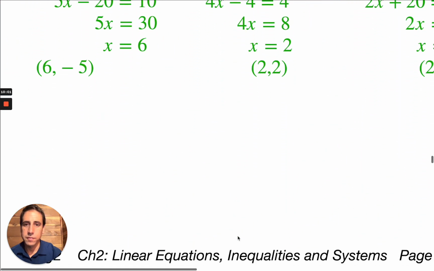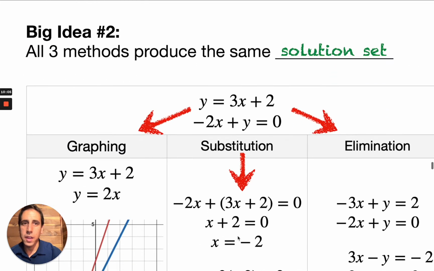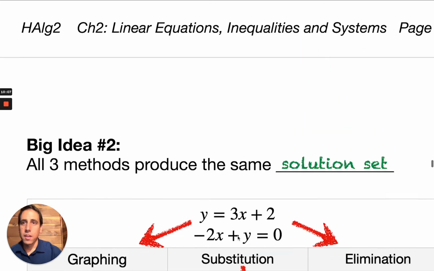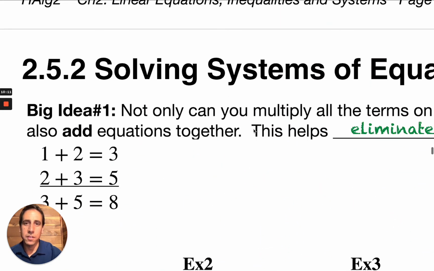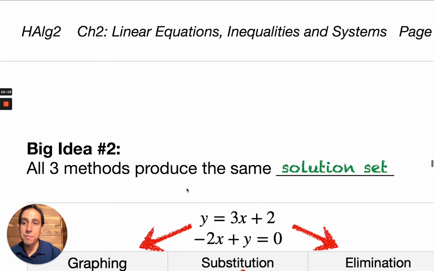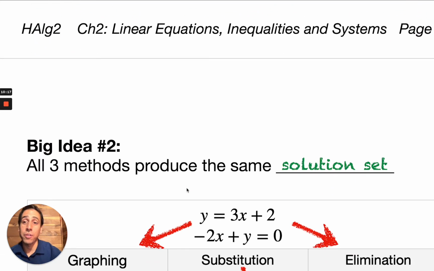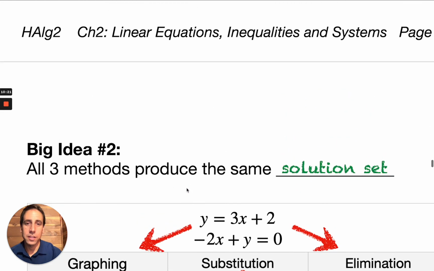All right. Let's see. Here's big idea number 2. Big idea number 1 was that you can multiply all the terms on both sides to add equations, and this helps eliminate a variable. Big idea number 2, it doesn't matter which method you choose, all 3 methods produce the same solution set.